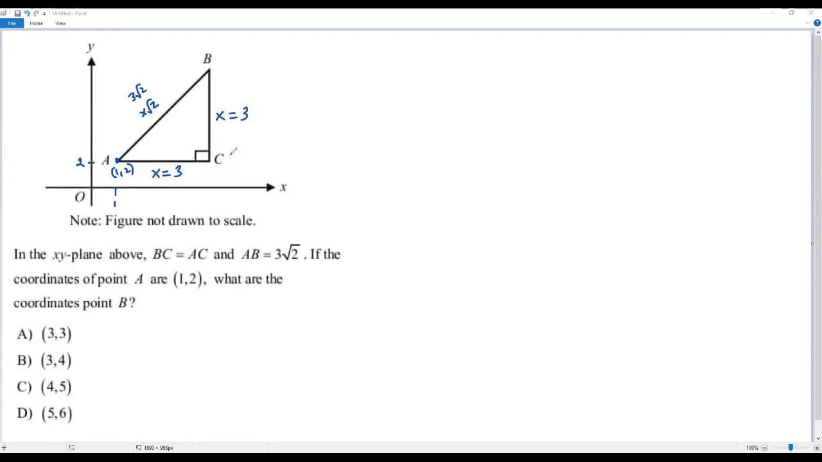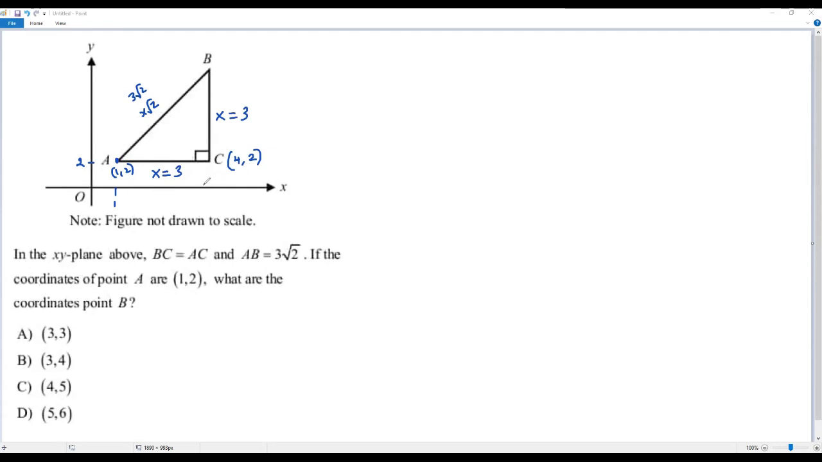Now let's try to get the coordinates of the point C. First, let's get the x-coordinate. For that, we have to add this length 3 to the x-coordinate of the point A, that is 1. When I add this 3 to this 1, I get 4. So 4 is the x-coordinate at the point C. And to get the y-coordinate, we consider the value we have over here on the y-axis, that is 2.